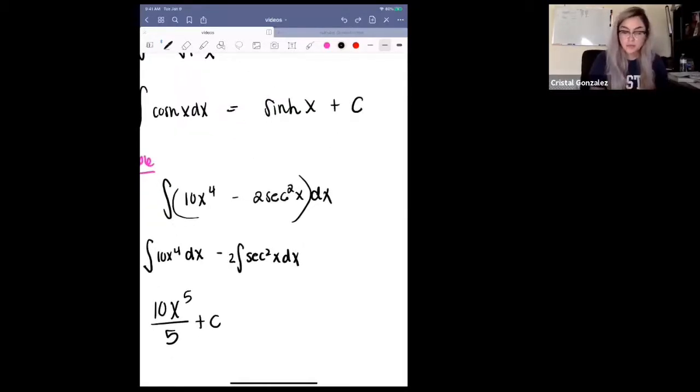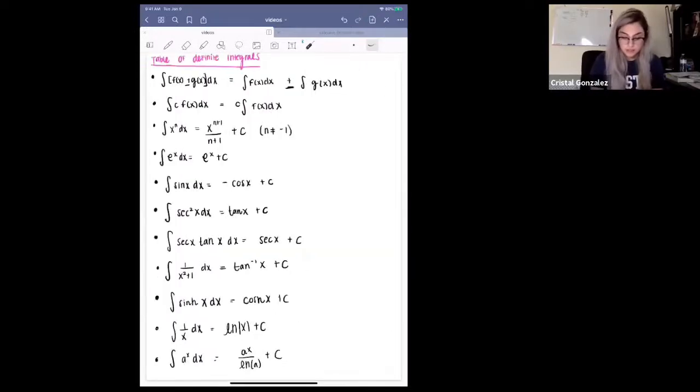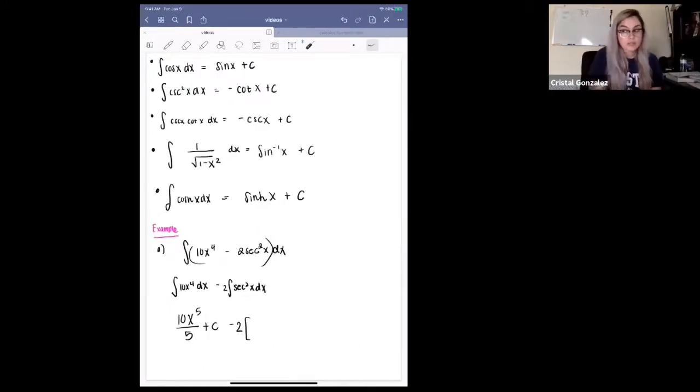And then for this one over here, what we'll do is we'll do -2 because that 2 is out there. And now we're going to take the antiderivative of secant squared. Maybe we need to look back at our table and say, okay, where's my integral of secant squared? It's not on this page. Maybe we can find it here. Oh, there it is. So the antiderivative of secant squared is tangent x, which makes sense because the derivative of tangent x is secant squared x. So this will be tan x plus, and I'll call this C1 and C2, and then I'll show you why we don't actually need to do that.